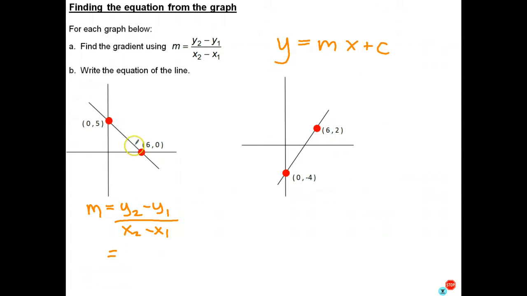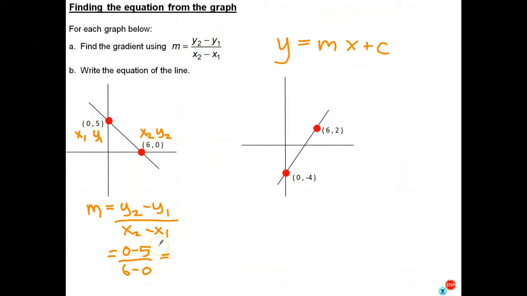Now we've got to decide which point we're going to call point 1 and point 2. Doesn't really matter in this case. So I might call that one point 1. So again, I'm going to write underneath it x1, y1 for the values, and here I'm going to write x2, y2. So let's go ahead and substitute. y2 subtract y1 is 0 take 5. x2 take x1 is 6 take 0.